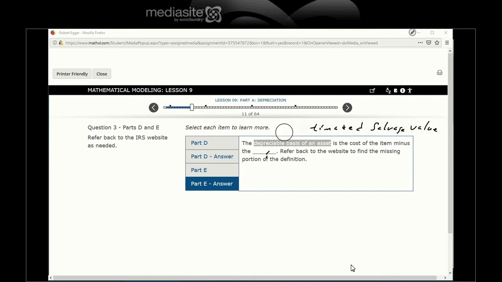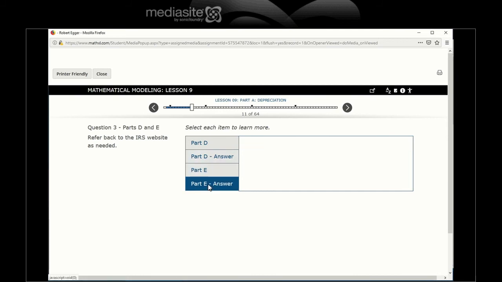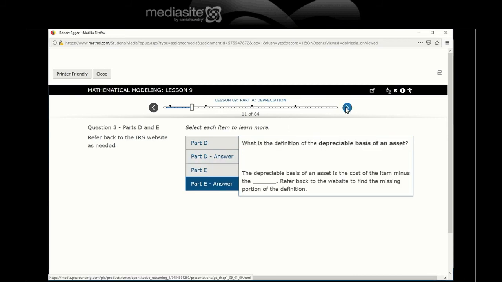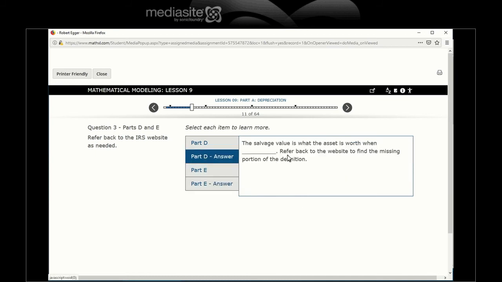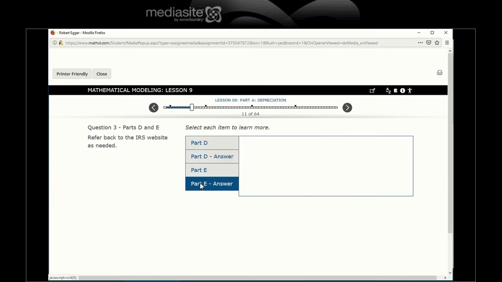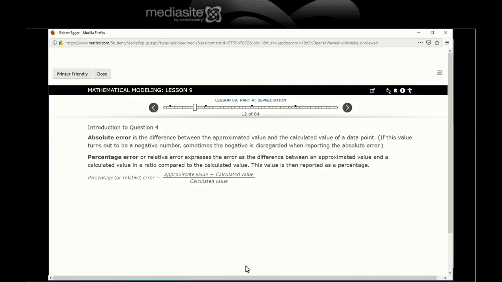Button. Oh, that's it. All right. Interesting. All right. Oh, so math now.